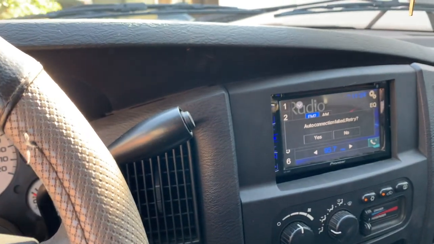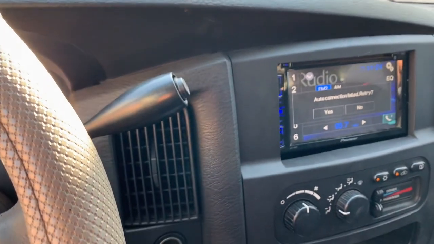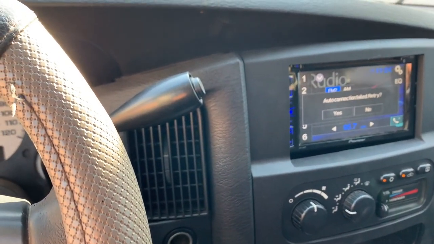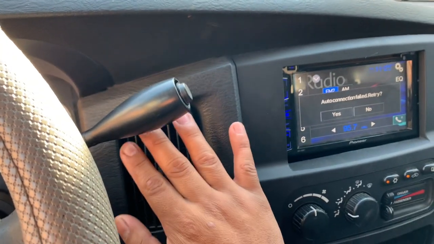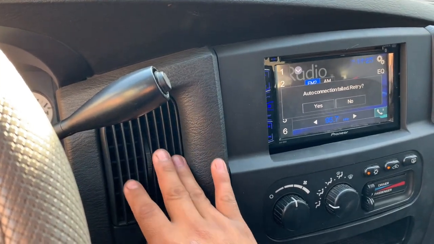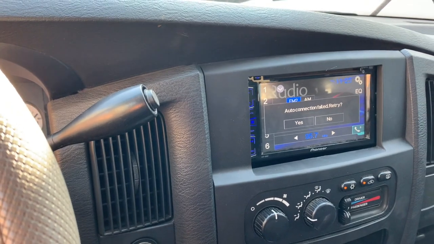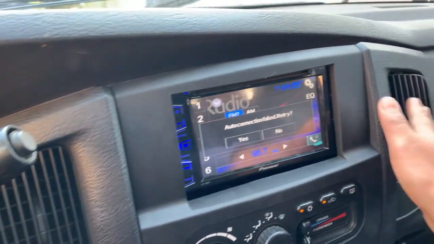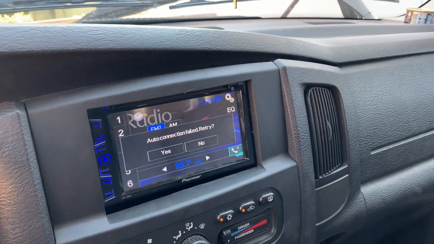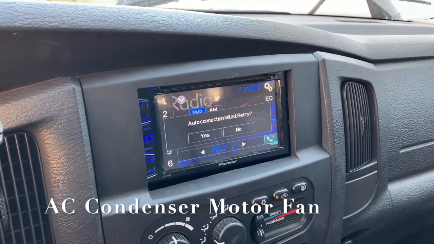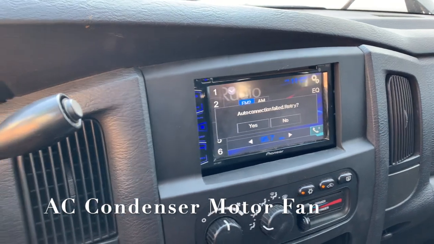Alright, so this is a 2004 Dodge Ram. So, are you having AC problems? Suppose you have cold AC on the driver's side, but not cold air on the passenger side. Most likely you have a problem with your AC fan motor. I'll show you right now.